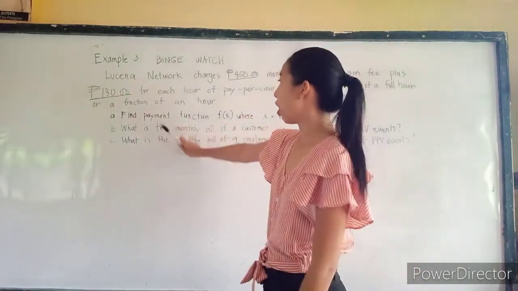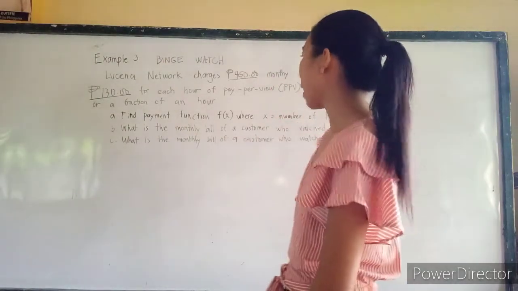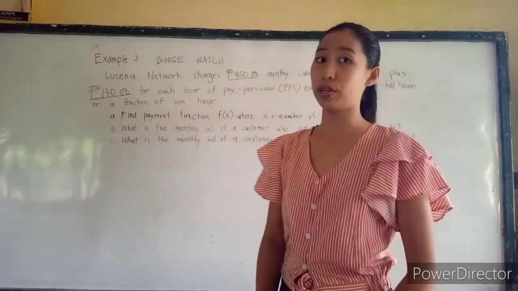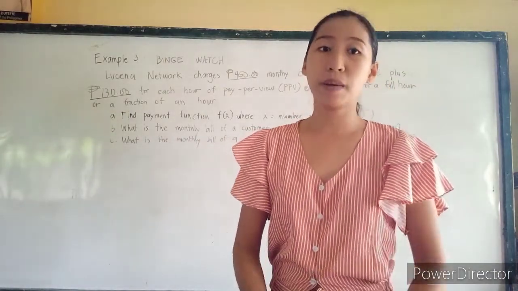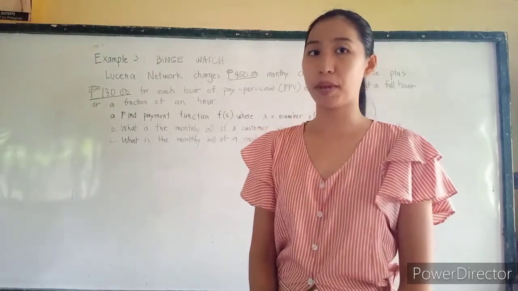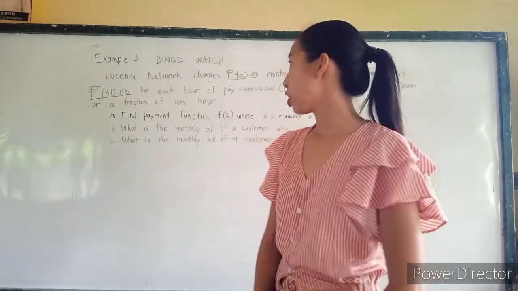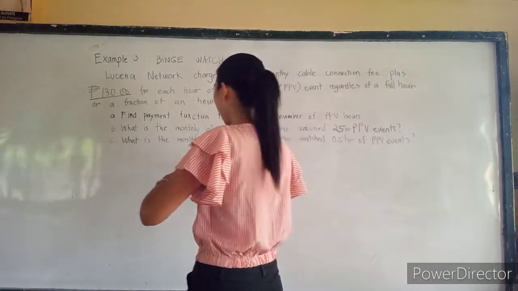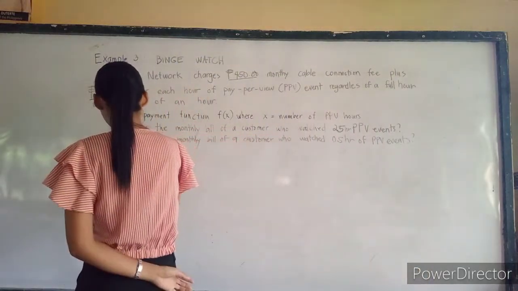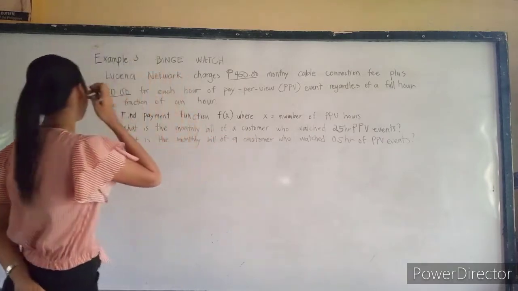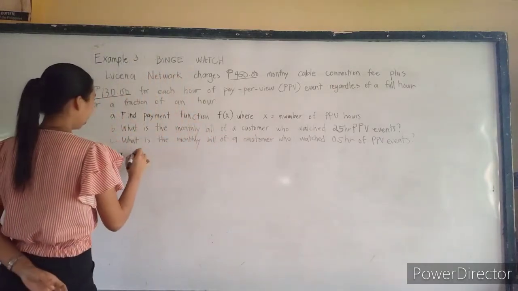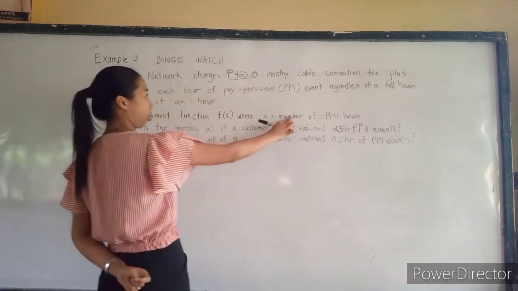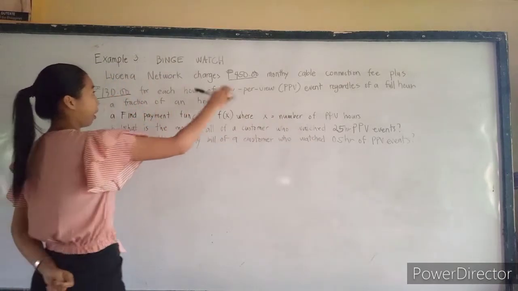So our problem is A. Find the payment function f of x where x is equal to the number of PPV hours. So our x is the number of hours you watched the pay-per-view event. Okay, so we're going to make a function out of that. It is not a piecewise function, just one function, their payment function, depending on how many hours of pay-per-view.